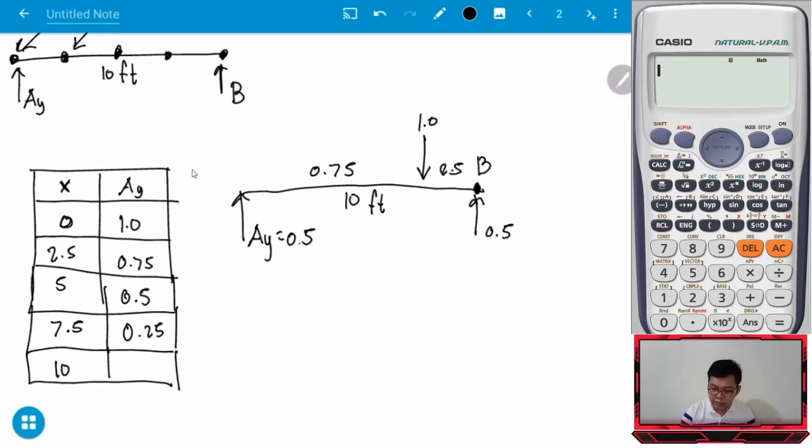Now, let's try to check. I'm going to erase this, sorry guys, I have a bit of a problem with my throat. So, summation of moment at B is equal to 0.